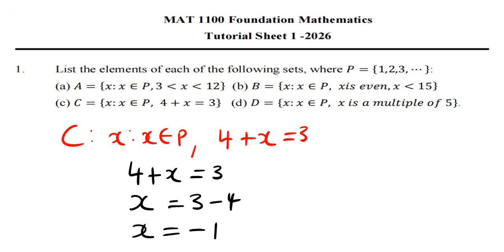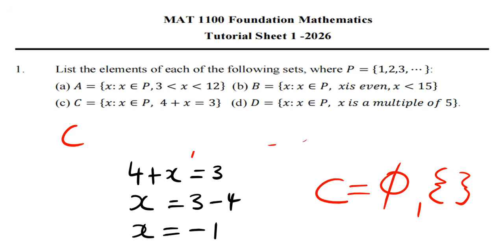But if X is negative 1, look at P. There is no negative 1 in P. Since P has only positive integers, no elements satisfy this one. So C is equal to the empty set. Or you can denote it using the braces. So basically that, let's solve D.